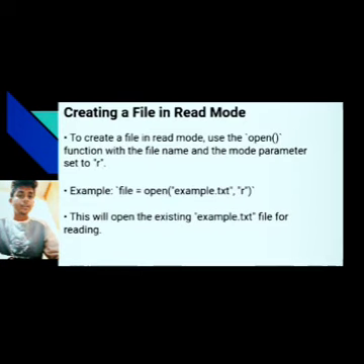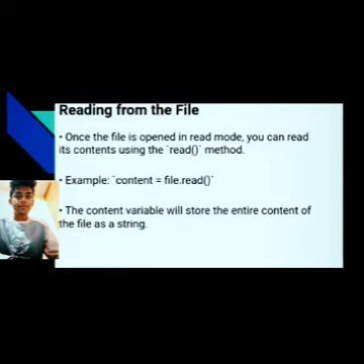Creating a file in read mode. To open a file in read mode, use the open function with the file name and the mode parameter set to R. Example: file = open("example.txt", "r"). This will open the existing example.txt file for reading.